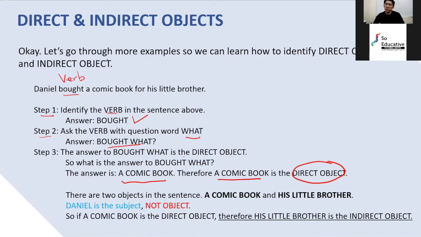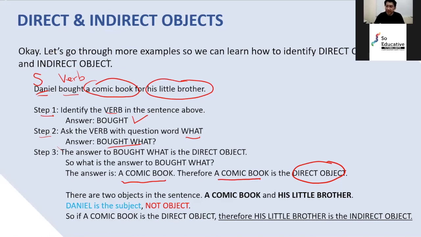Now, there are two objects here in this sentence. A comic book and his little brother. Now, what is Daniel? Daniel is the one who is doing the action. So the person who is doing the action is called the subject. So Daniel is the subject, not the object. So you have an object, a comic book, and you also have another object, his little brother.